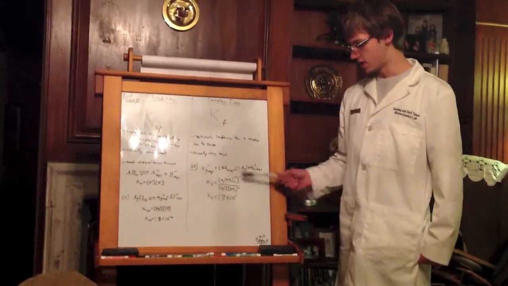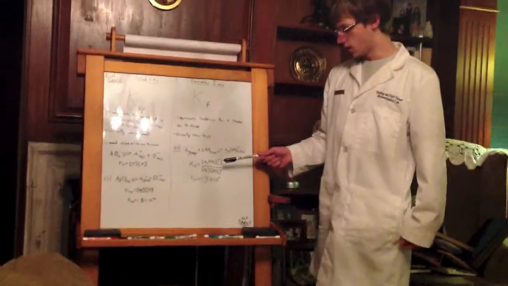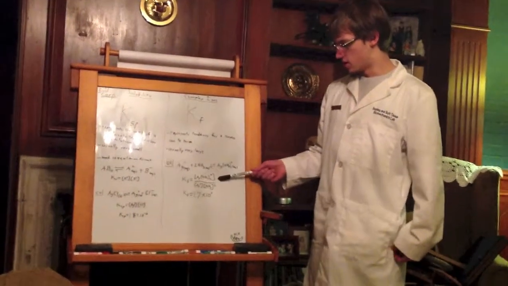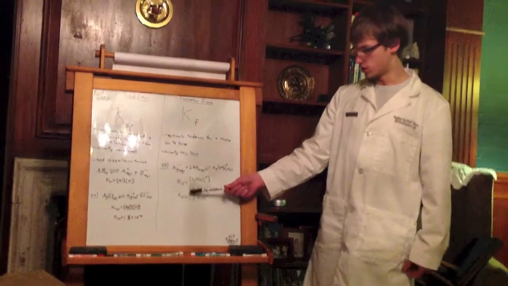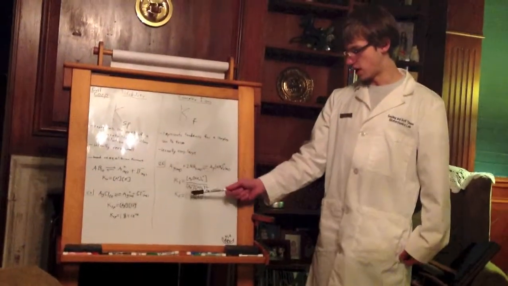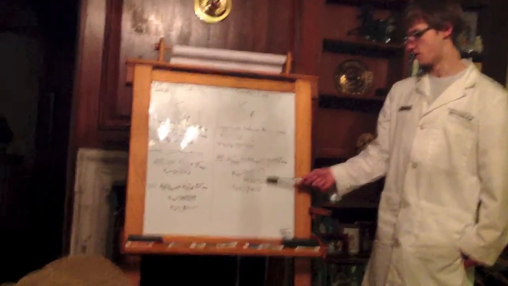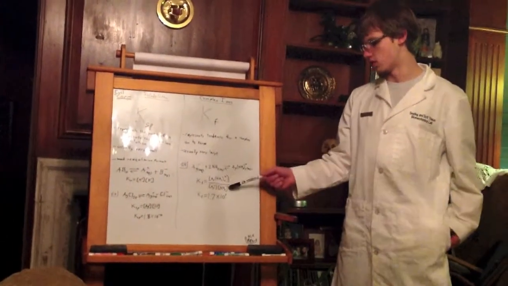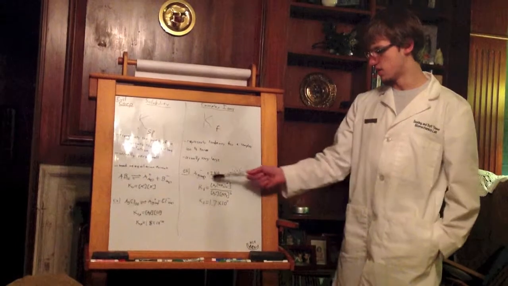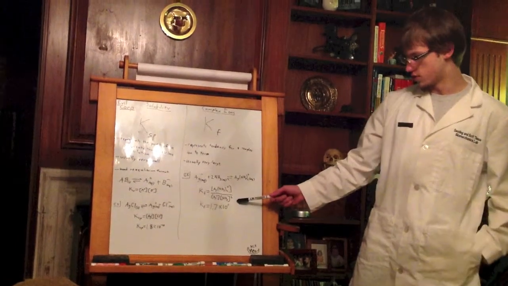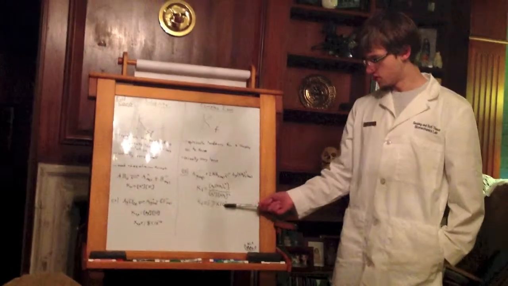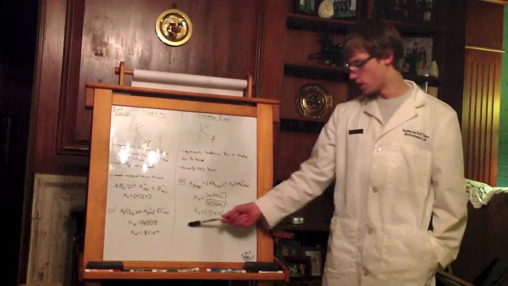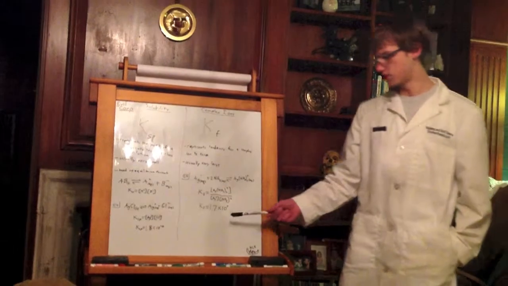The Kf is then calculated as the concentration of the complex ion over the product of the concentration of silver ions and the square of the concentration of aqueous ammonia, since it has a coefficient of 2. This constant of formation is calculated to be 1.7 times 10 to the 7th.